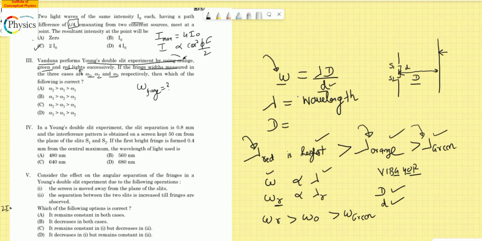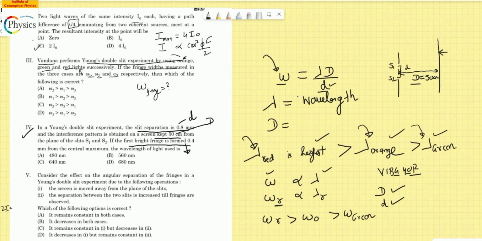Now the fourth one, let's do the fourth one. In a Young double slit experiment, the slit separation, small d, is given, and the interference is obtained on a screen at 50 centimeters. Capital D is given to be 50 centimeters, and the first bright fringe is formed at 0.4 millimeter from the central maxima. So the first bright fringe, which is a maxima, by the way, has been formed.